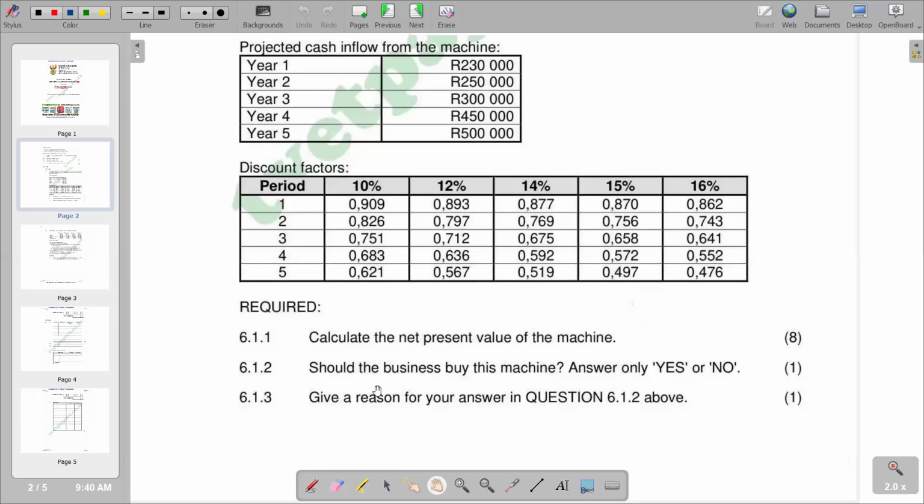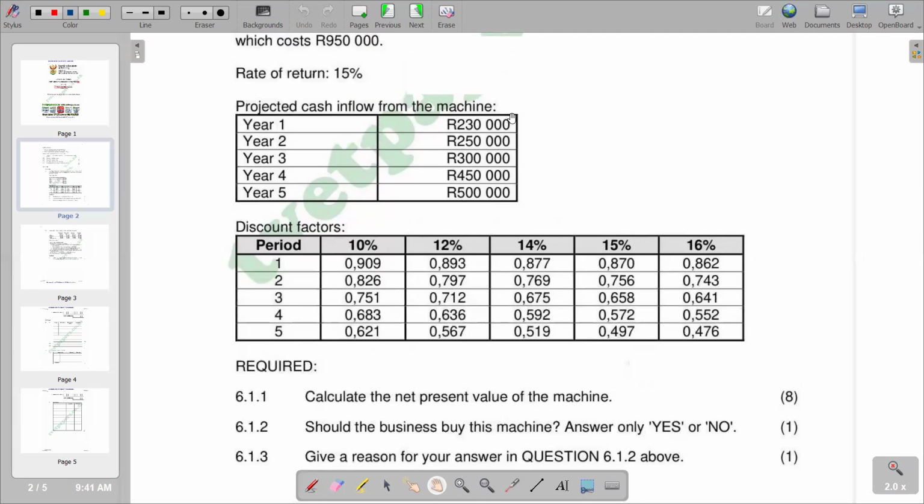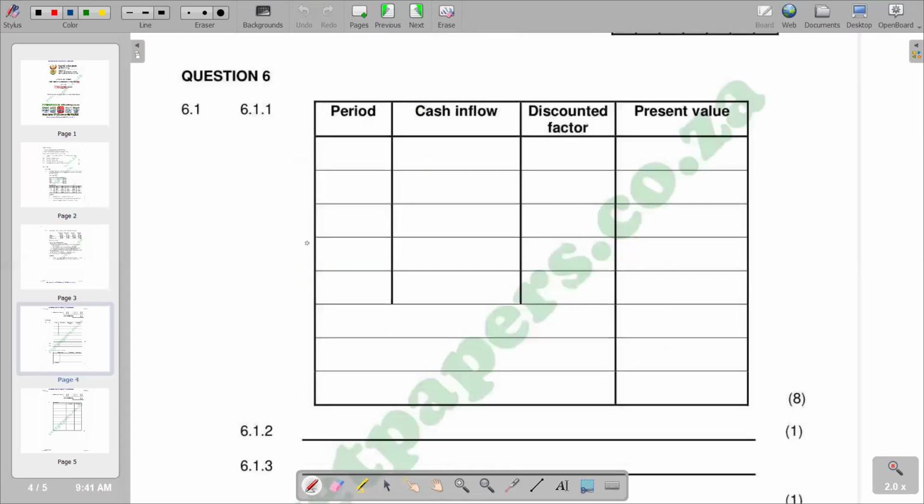Our question has got 8 marks. So basically, calculate our net present value. We are going to say our projected cash inflow, for example, for the first year, we multiply it with the discount factor of period 1 in the column for 15%. We take note that the rate of return is 15%, and we have it in this column. So for projected cash inflow we say 230,000, and we multiply it by 0.870. That's how we're going to present in our answer section.